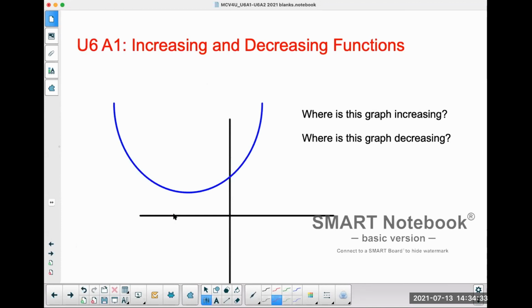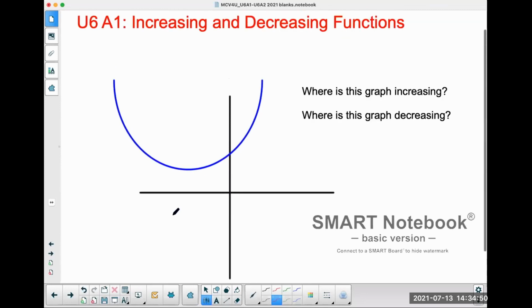The first thing is, how do we use derivatives to link to the shapes of the graphs? How do we use derivatives to link it to the shape of the graph? The first thing that we can figure out by looking at the graph is which part of the graph is increasing and which part of the graph is decreasing.